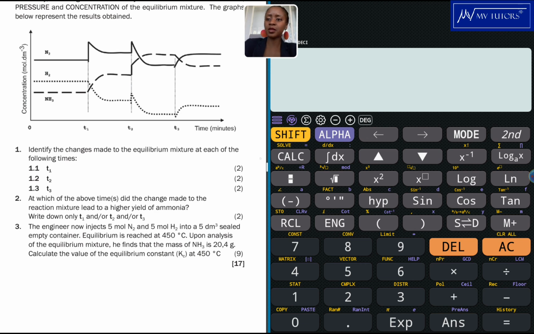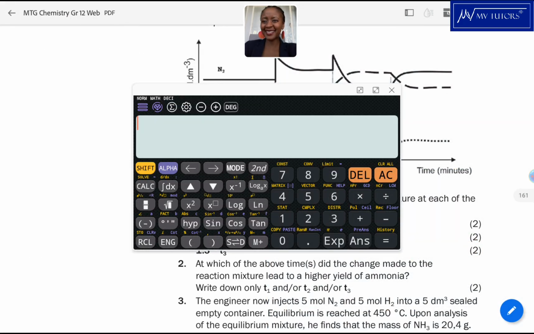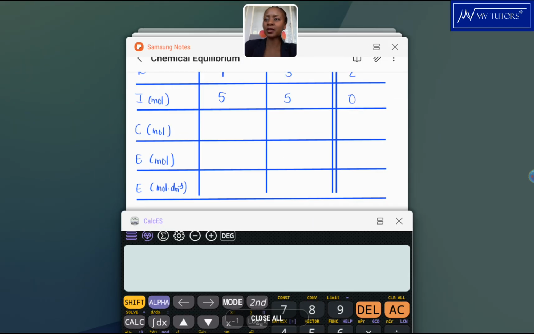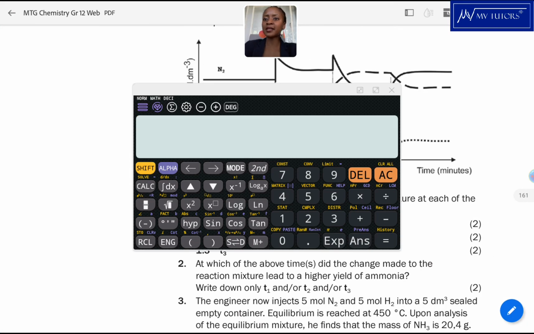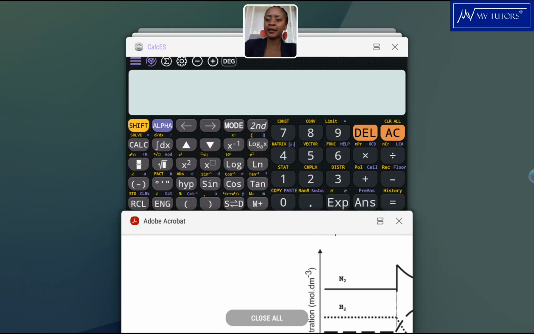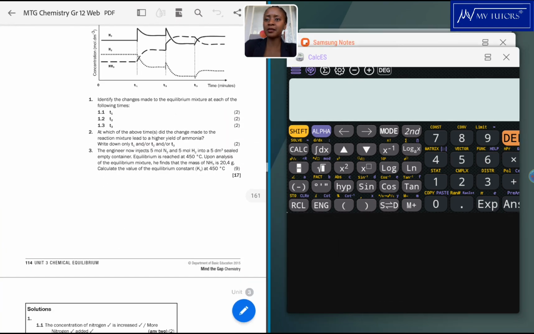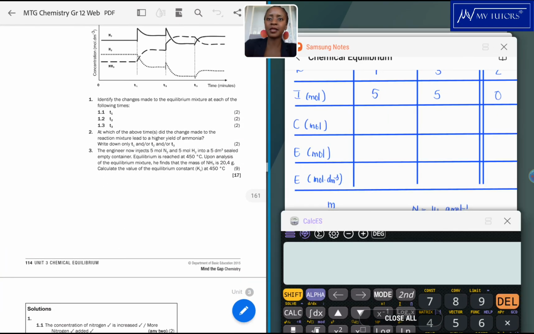Okay, so let's just do this quickly, as we wait. Okay, I actually forgot to load the calculator before starting this question, so apologies for that. Please forgive me for taking up time.